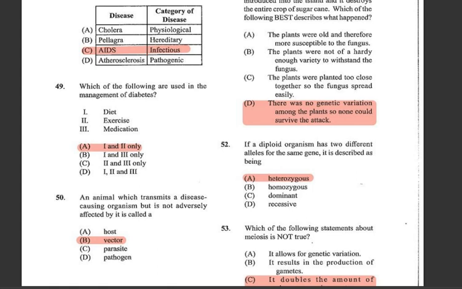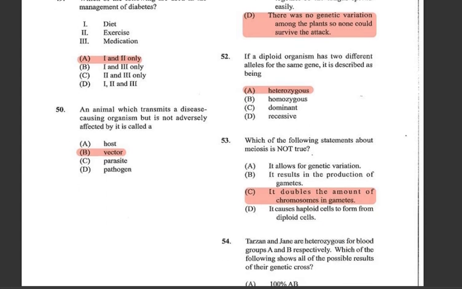Alright, moving along, number 52, it says if a developed organism has two different alleles for the same gene, it's described as being... So the answer would be A, and the answer would be heterozygote.